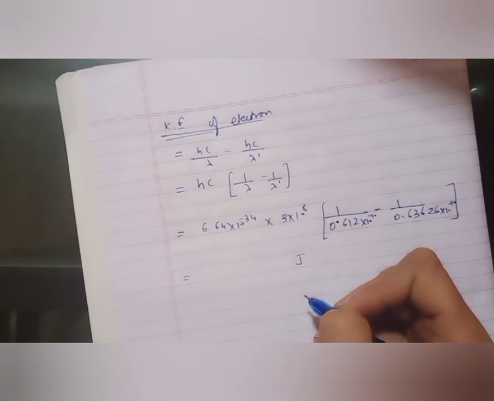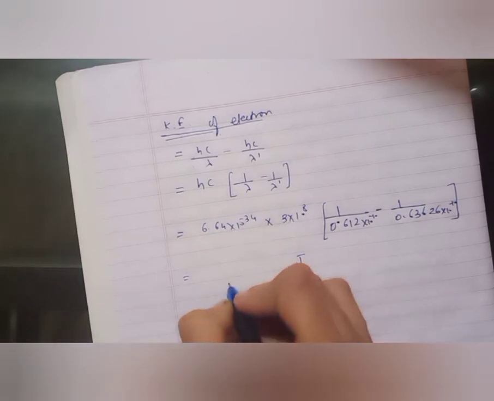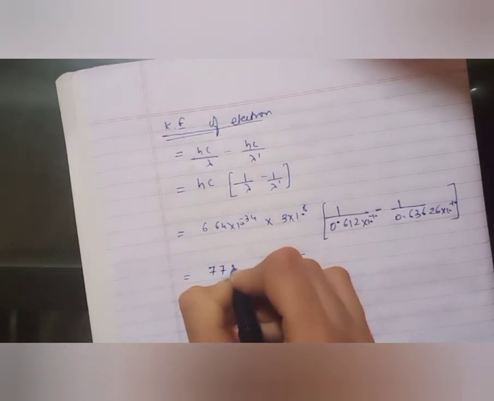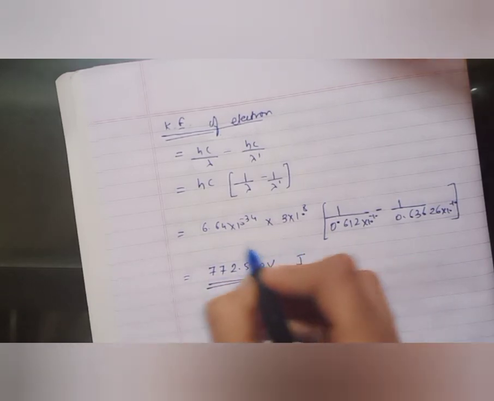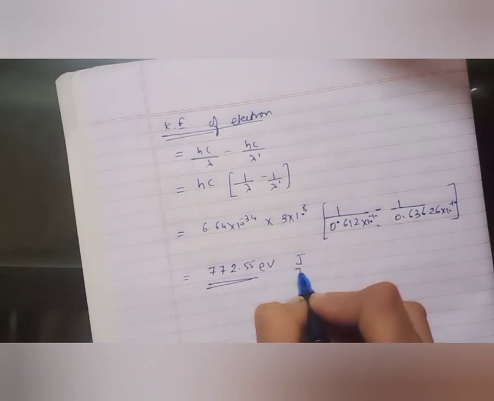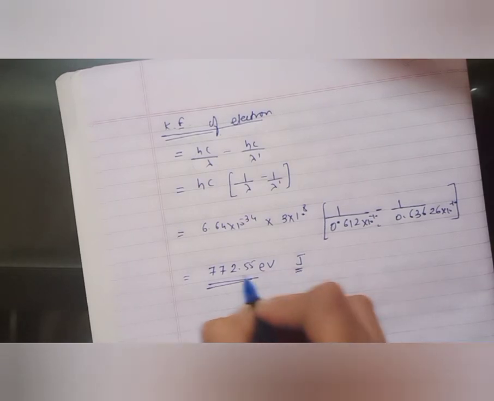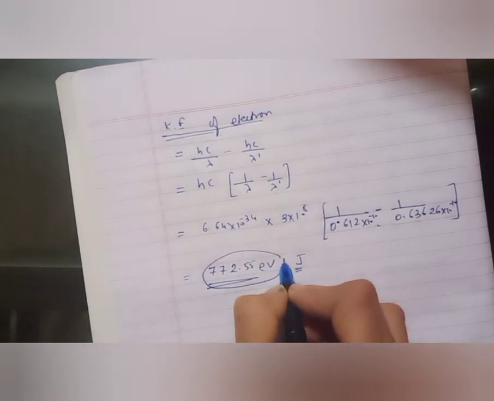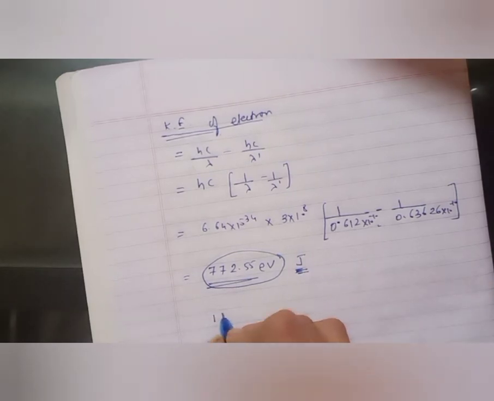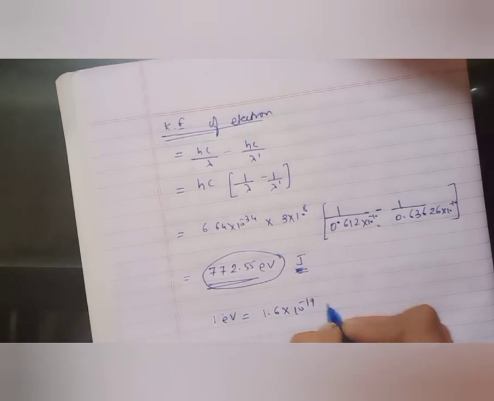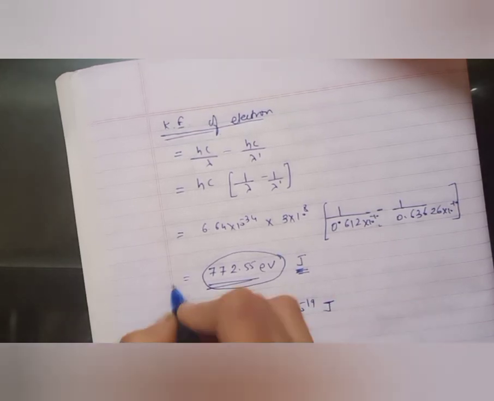In electron volt, I'll tell you this value: 772.55 electron volt. Whatever value you get will be in joules only, and we are supposed to find it in joules only. I'm telling you this value so that you can check whether you are getting the same value. And the conversion is 1 electron volt equals 1.6 into 10 raised to minus 19 joules.